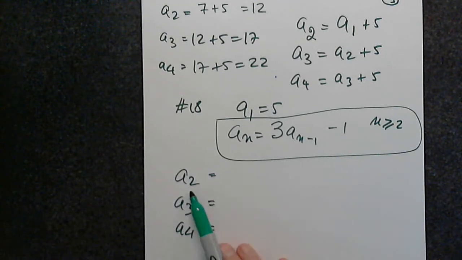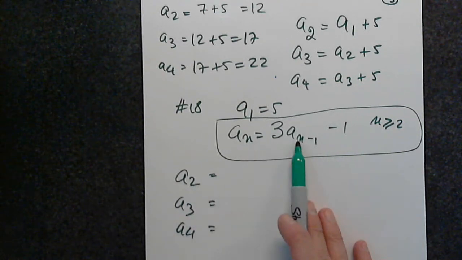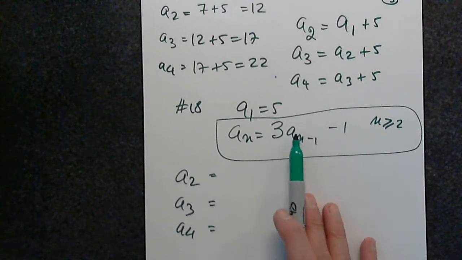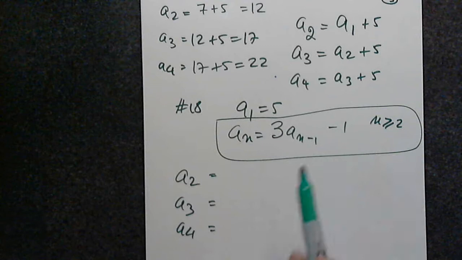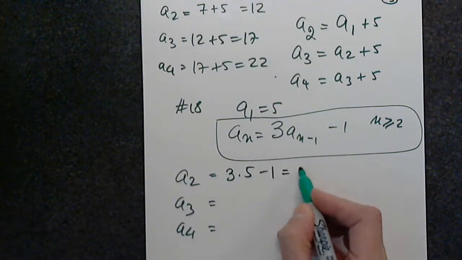So one more time, when n is 2, this index is 2. This index is 2 minus 1, which equals 1. So it's 3 times A1 minus 1. Agreed? So 3 multiplied by 5 and minus 1, which is 14.